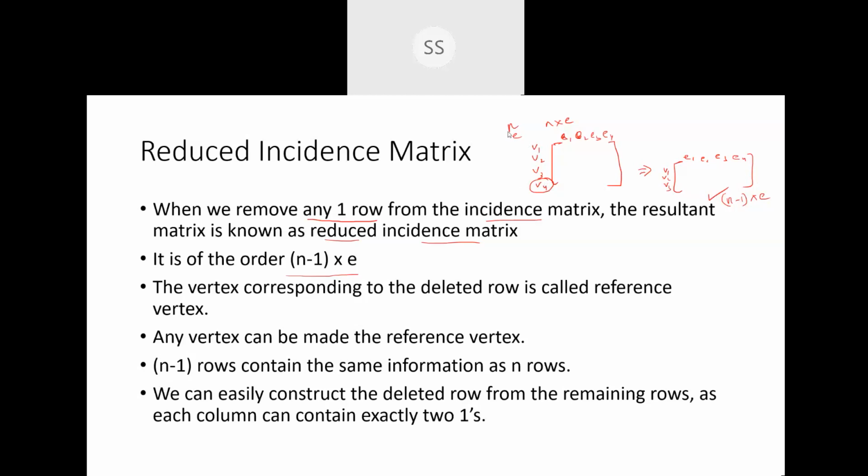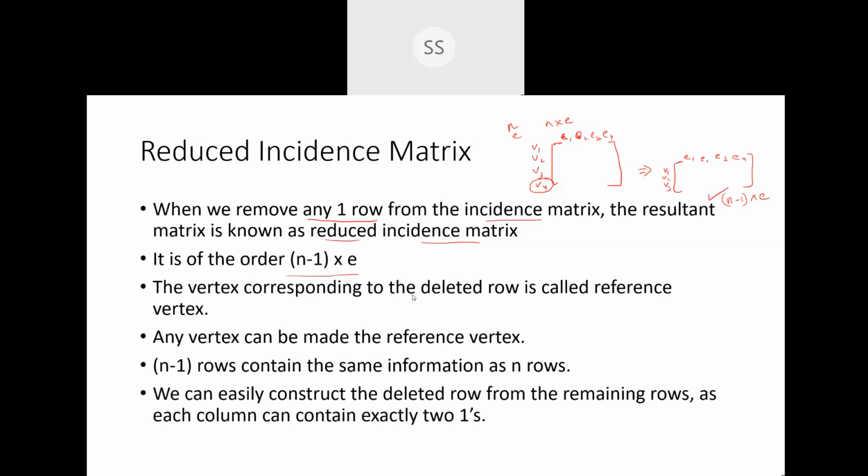Now, if we say n is the number of rows and e is the number of columns, the order of the incidence matrix is given by n into e. But in the case of the reduced incidence matrix, where the number of vertices has been reduced by 1, the order changes to n minus 1 into e. That is what I have shown here.